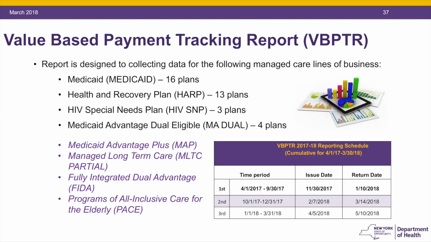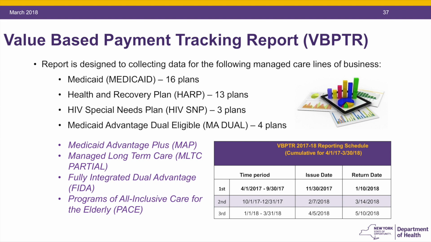So we collected data for, as you see, 16 mainstream plans, 13 HARP plans, 3 HIV SNP plans, 4 Medicaid Advantage dual plans. Our most recent survey, the one that we just got yesterday, actually collects data for all these purple ones as well. And there is a schedule here of when we send out the surveys and when we expect data to come back. So next slide, please.